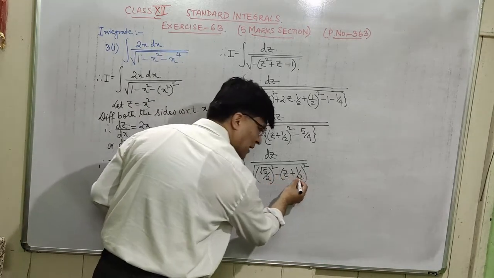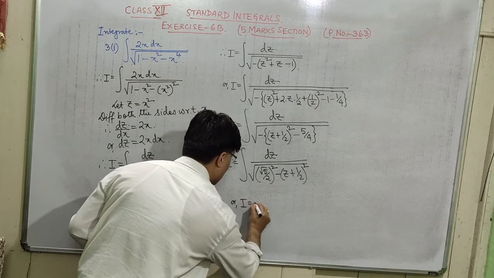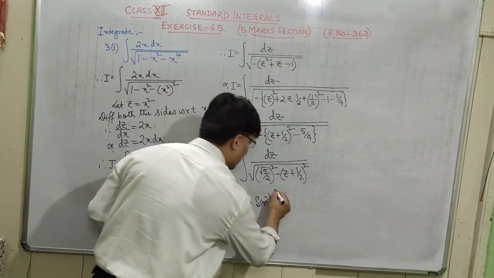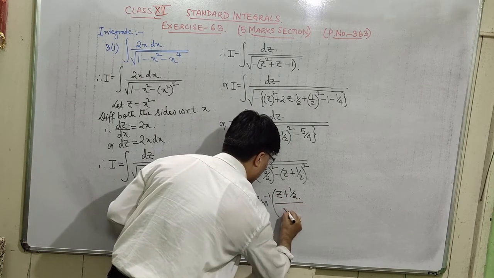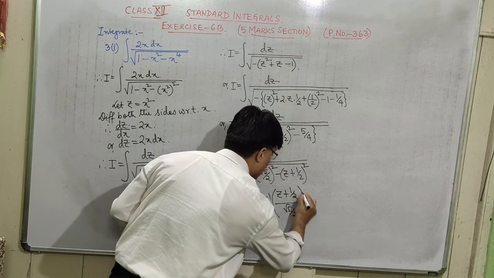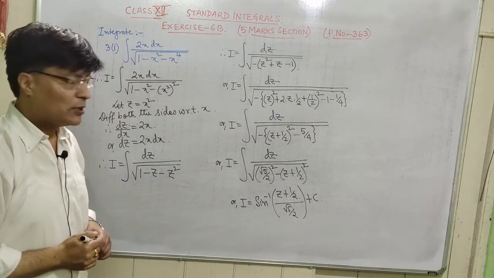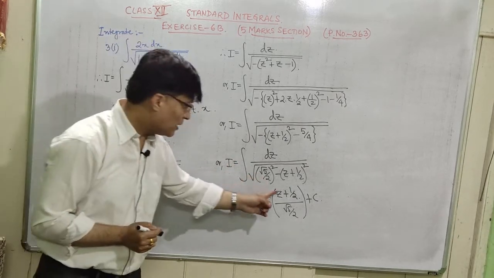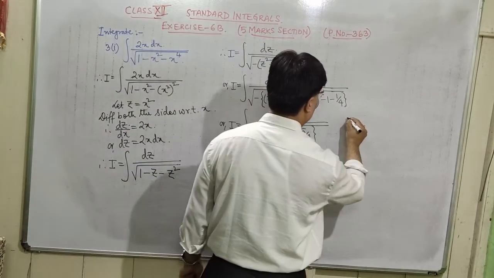So here x is z plus half and here a is root 5/2. So I is equal to sine inverse within bracket x by a. What is x by a? This is z plus half divided by root 5/2 bracket closed plus c. Okay. So what is the LCM in the numerator? 2 is the LCM and that 2 and this 2 will be cancelled. So what do we get?